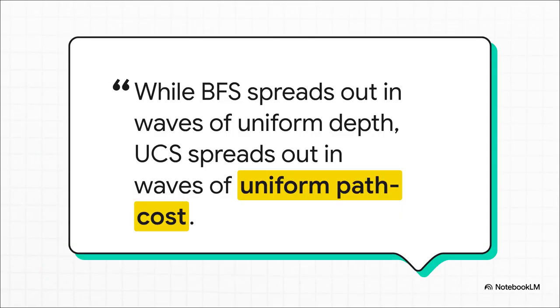I love this analogy for picturing how it works. Think about breadth first search. It's like dropping a pebble in a pond. The ripples spread out in perfect, even circles, right? One layer of depth at a time. Well, UCS is totally different. Its ripples spread out based on cost, so you get these weird, wavy contours of equal path cost. This is huge. It means the search might go way down a five-step path before it even touches a two-step path, all because that longer journey is actually cheaper so far.